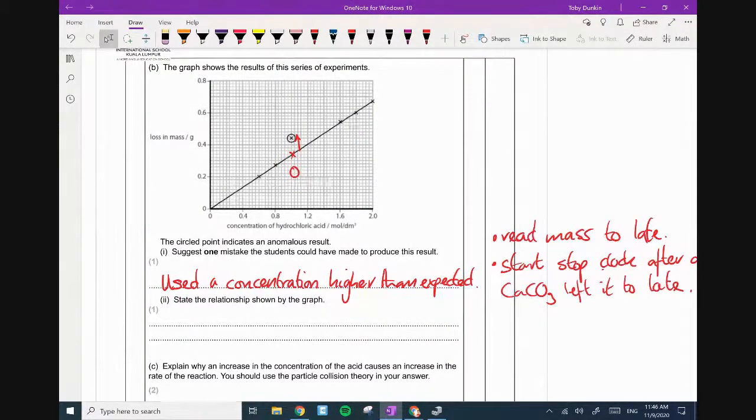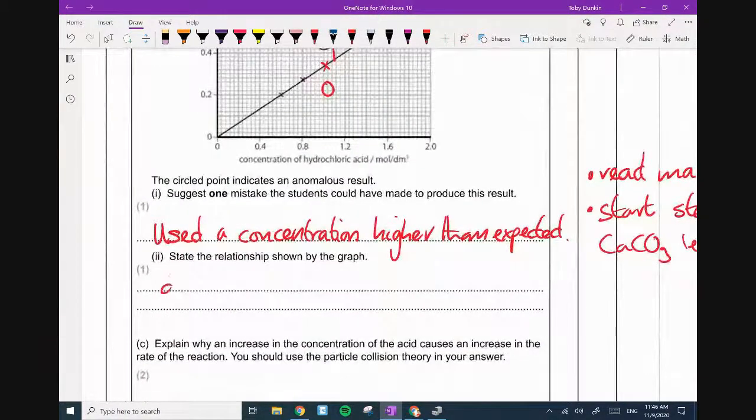About 50% of the students got it. It is a straight line through the origin, which means it's directly proportional. And yes, you needed to say it.